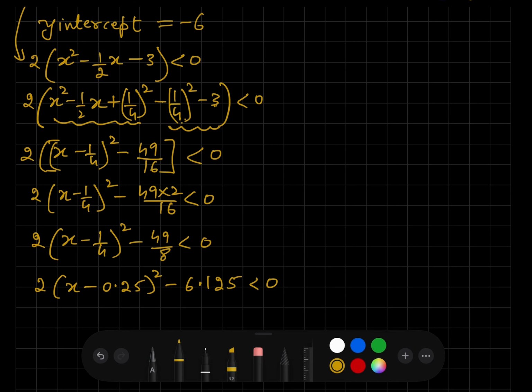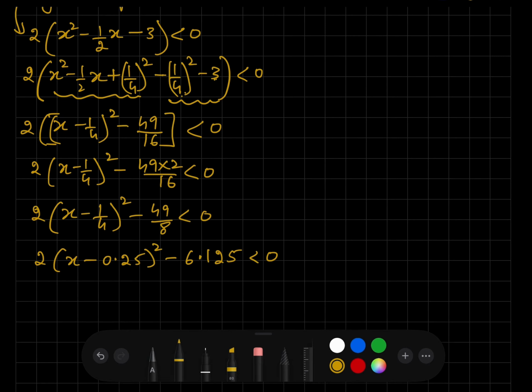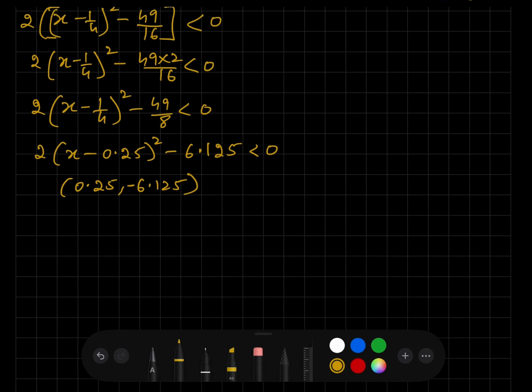So my vertex is 0.25, negative 6.125. This is my vertex. Remember, this is the equation in the form y equals a times (x minus h) whole squared plus k, so our vertex is given by (h, k). This is how I got the vertex of the given parabola.